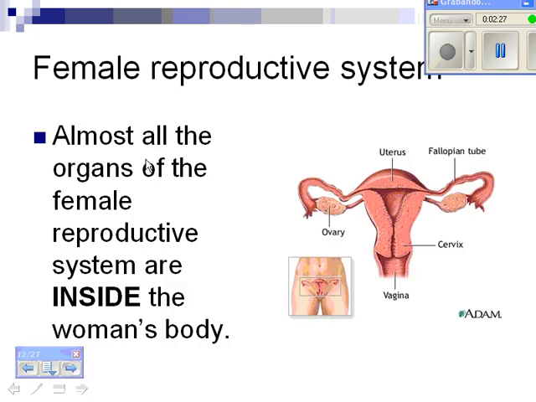The female reproductive system. Almost all the organs of the female reproductive system are inside the woman's body. And it is made up of ovaries, here and here, fallopian tubes, the uterus, and the vagina.